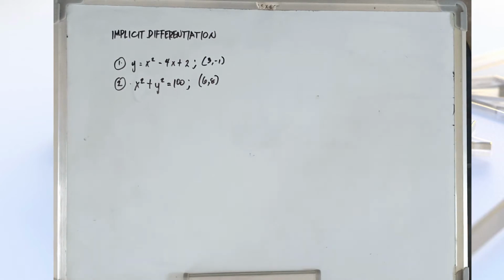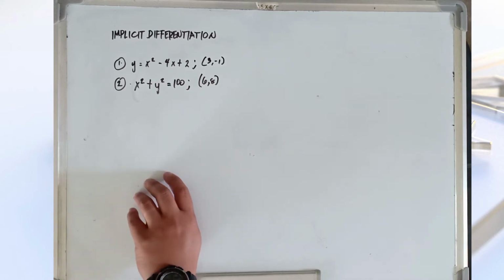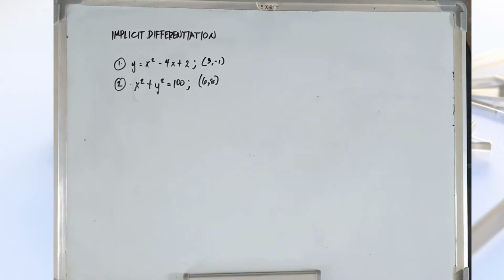For number 1, in the first problem, the given equation is explicitly defined. The dependent variable y is expressed in terms of the independent variable x. The equation is in the form of y is equal to f of x, where f of x is equal to x squared minus 4x plus 2.